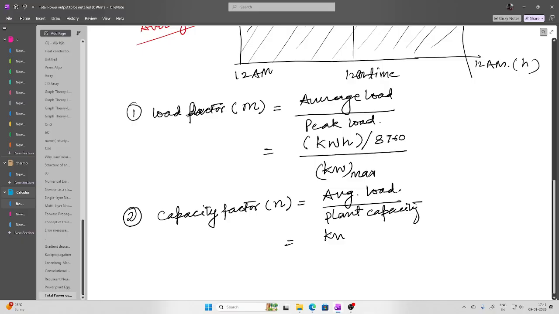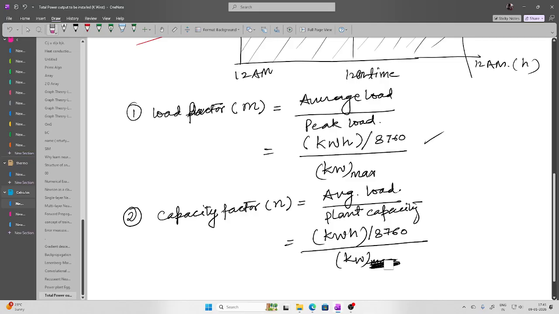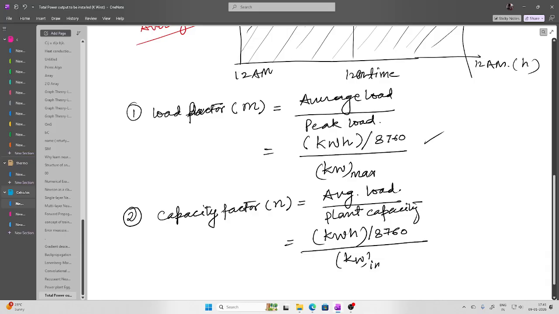So what is average load? It is kilowatt hour divided by 8760 divided by kilowatt maximum. Again, I am telling you this is for a year. If the plant capacity or the rated capacity of the plant is equal to the peak load, that is kilowatt maximum, sorry, this is plant capacity, so it should be capacity, installation capacity. Sometimes some people also write it as INST, meaning installation capacity.